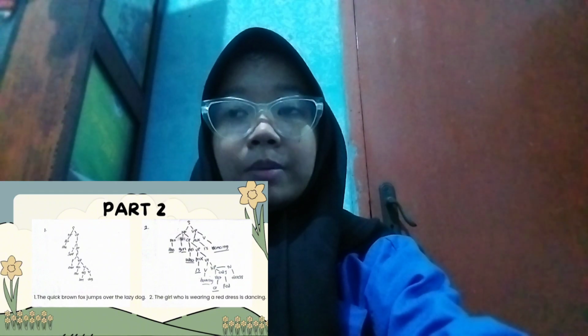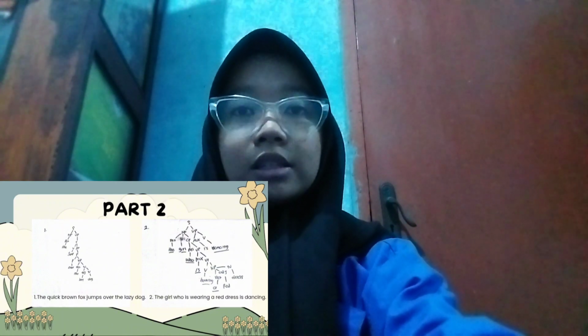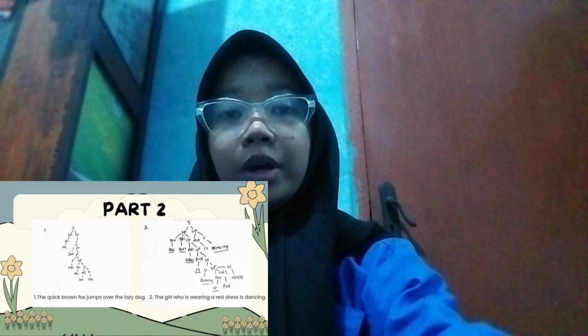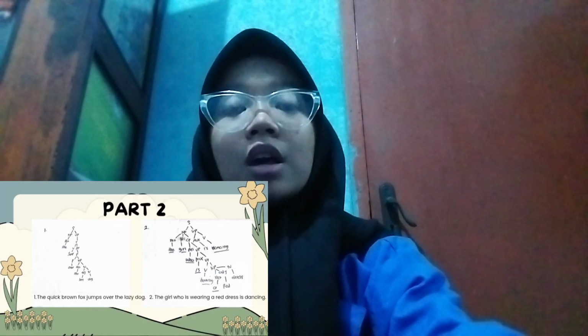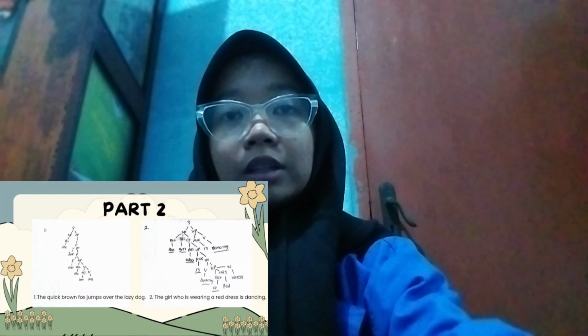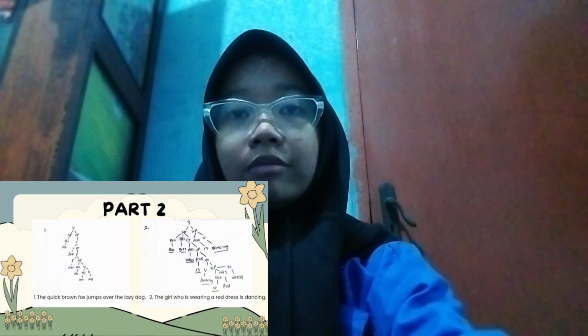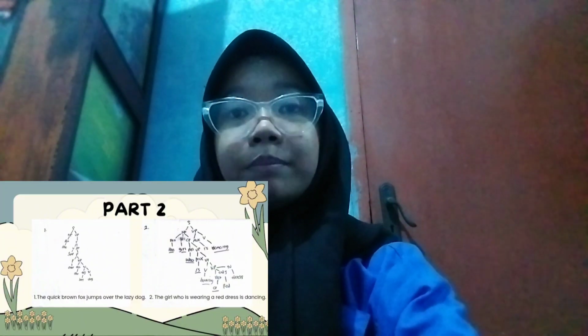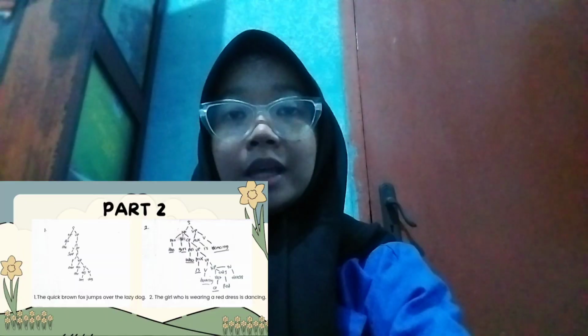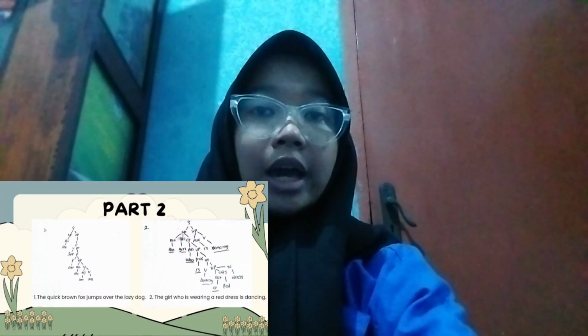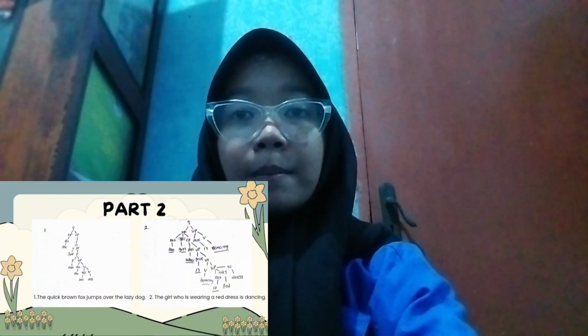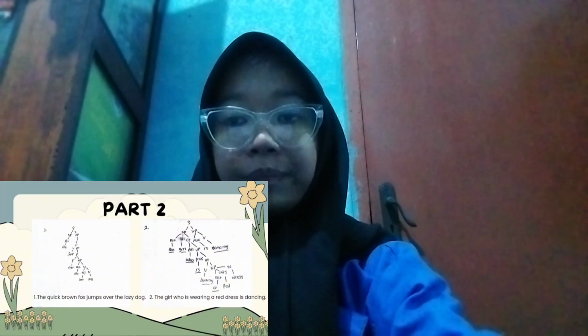So now let's move on to part 2. I will explain about tree syntax. Sentence number one is: the quick brown fox jumps over the lazy dog. The tree: S, NP, that the, V jumps, PP over, and NP that the, with adjectives lazy and dog.